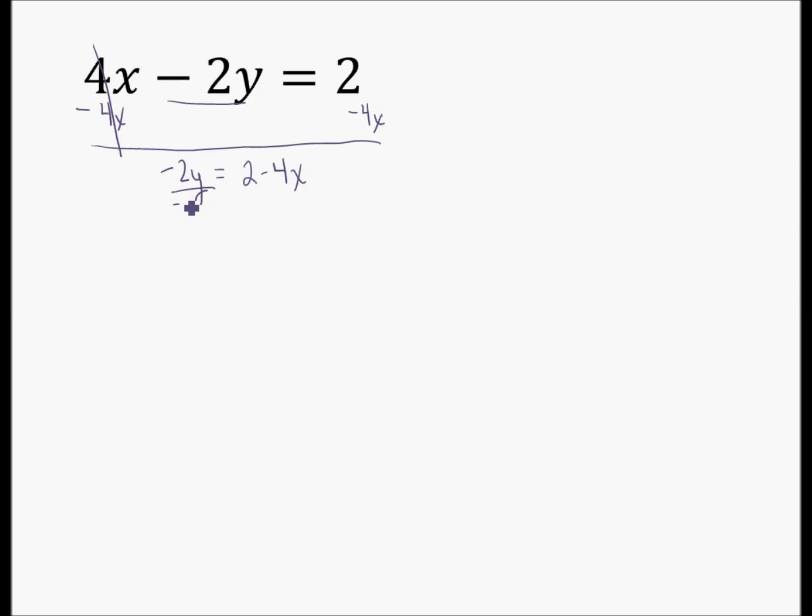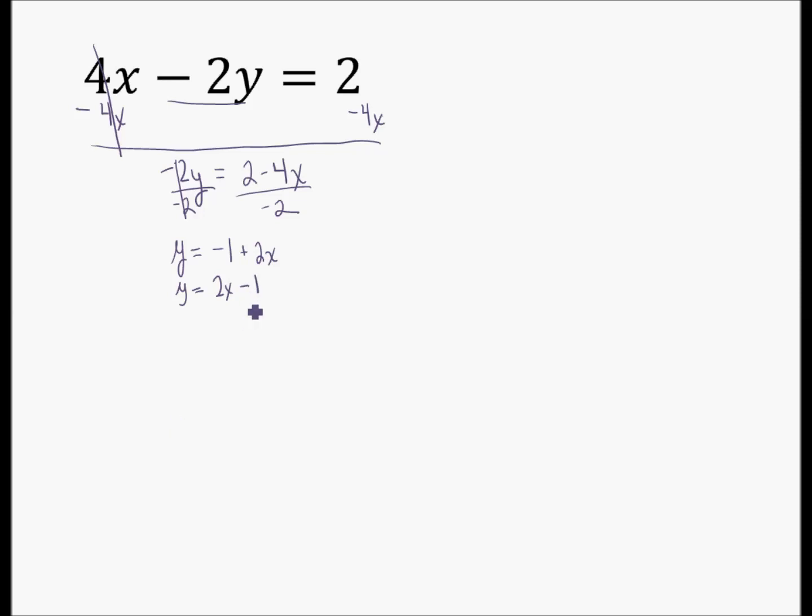I divide each side by negative 2. Negative 2 and the negative 2 cancel out, leaving me with just y over here. And 2 divided by negative 2 is negative 1. And I have negative 4 divided by negative 2, which is positive 2. So I can rewrite this equation as y equals 2x minus 1.